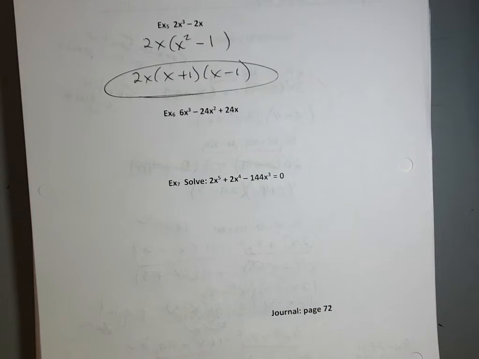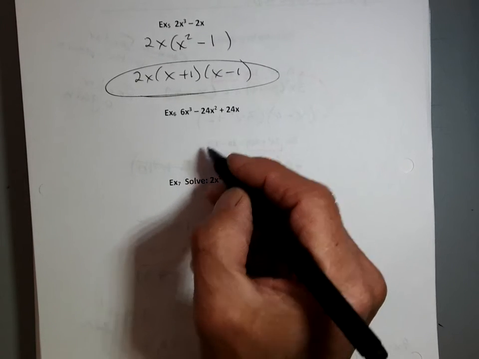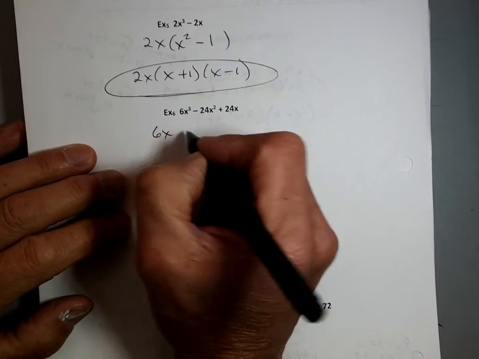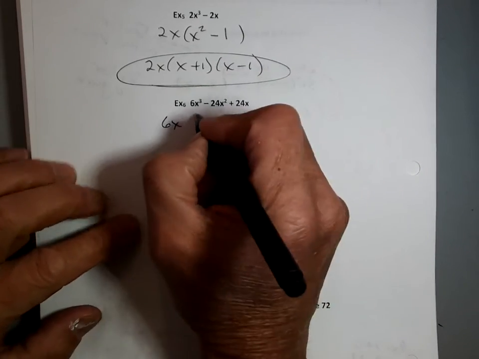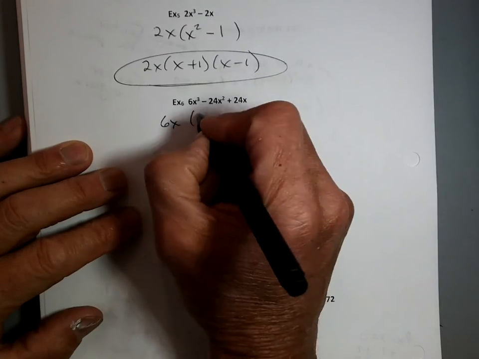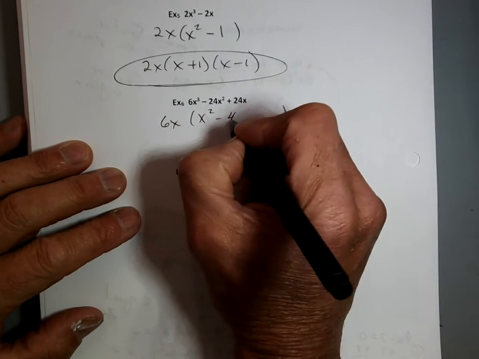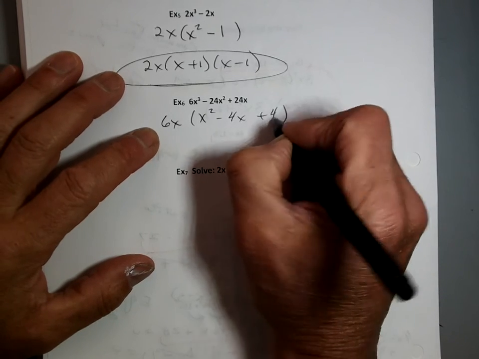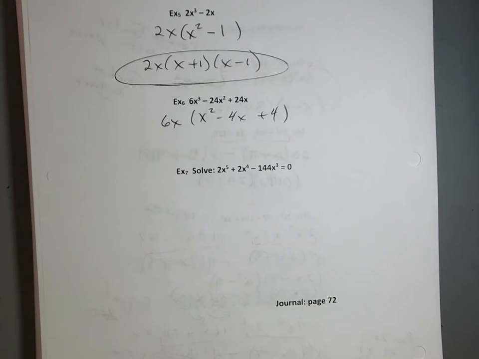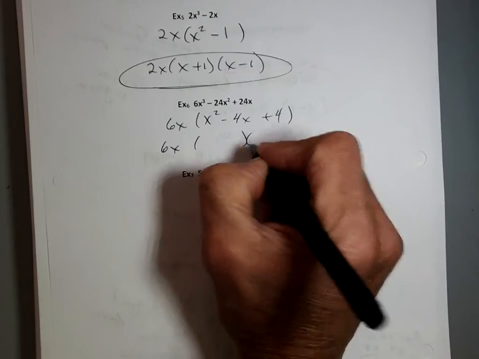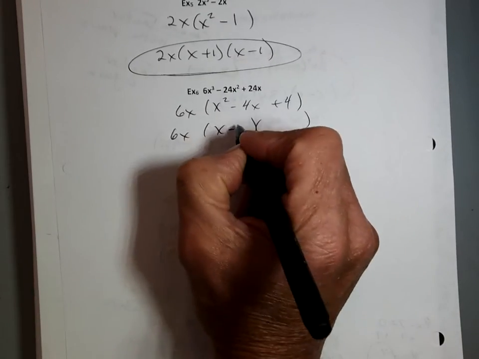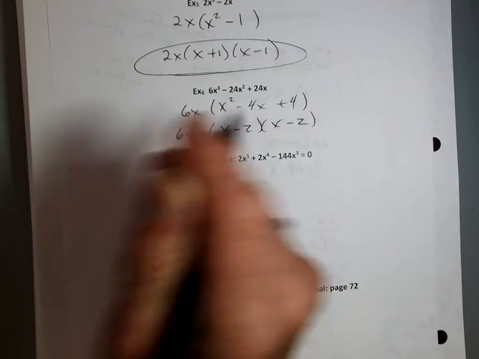What do you see in example 6? Okay, I heard x and I heard 6. I heard 6x. I heard from both of you the same thing, right? Let's take out an x and let's take out a 6. So if I take out a 6x, I'll have x squared minus 4x plus 4. Can it be factored again? Yes. Good. So 6x, x minus 2, x minus 2.